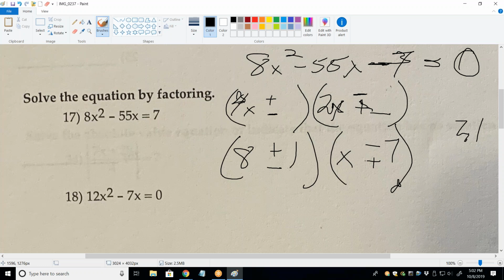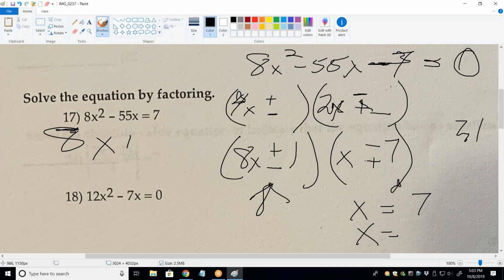So what are my two solutions? The solution, it would be x equals 7 and 1. The 7 is correct. Oh, 7 and negative 1. Sorry. No. In other words, what you're doing is setting that equal to 0. That whole thing. 8x plus 1 equals 0. Solve that.